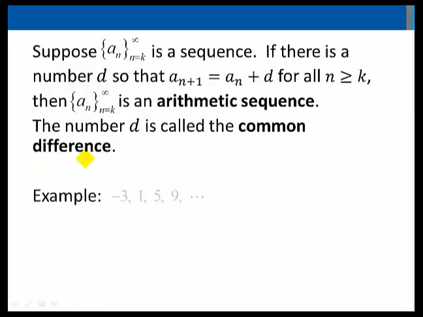For example, we have the arithmetic sequence -3, 1, 5, 9, etc. Note that we add 4 to go from one term to the next, and so this is an arithmetic sequence with a common difference of 4.